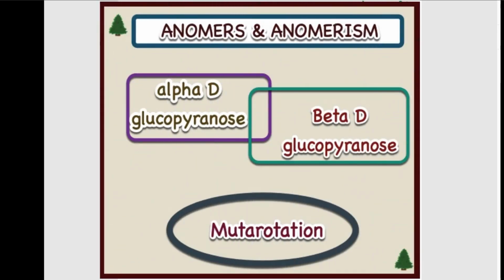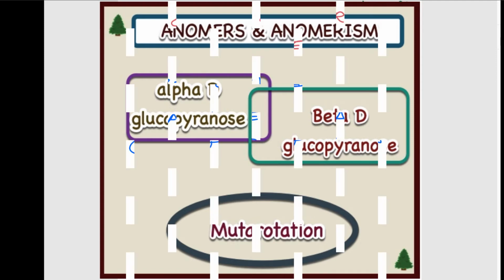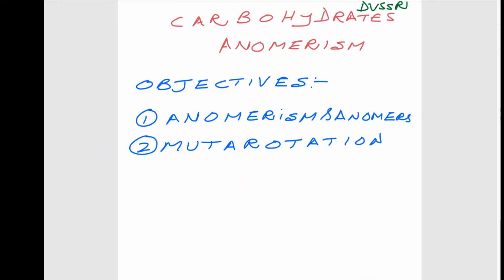In the previous session, we discussed epimerism and epimers. In this session, I'll be taking up anomerism. The objectives of this session are, at the end of the session, the learner shall be able to describe what is anomerism and what are anomers. The second objective is mutarotation.